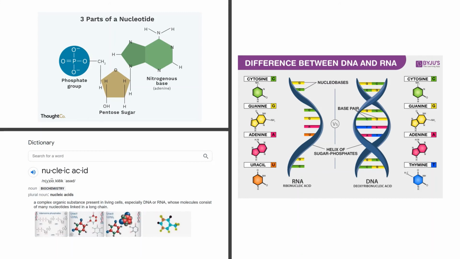Essentially, in DNA, that can be thymine as its 4th nitrogenous base, while in RNA it is known as uracil as its 4th nitrogenous base. And those are some of the main differences between DNA and RNA.